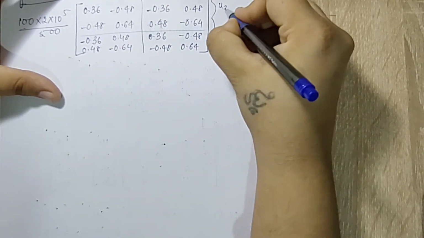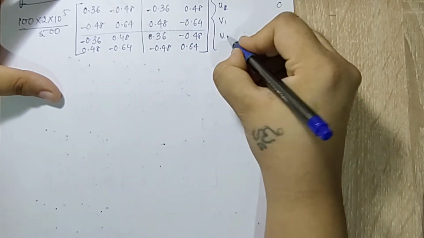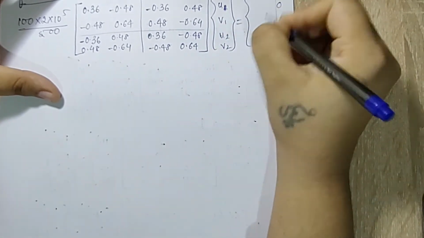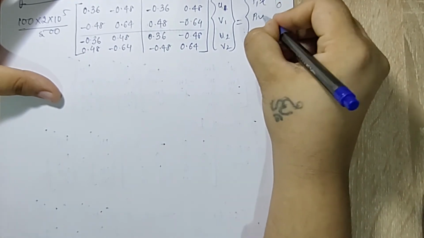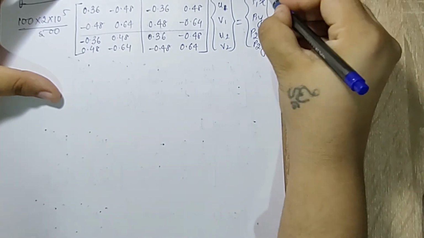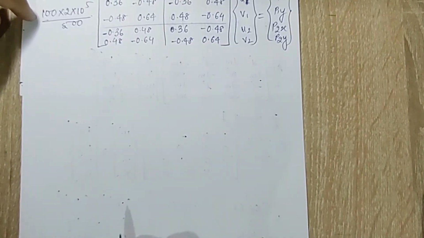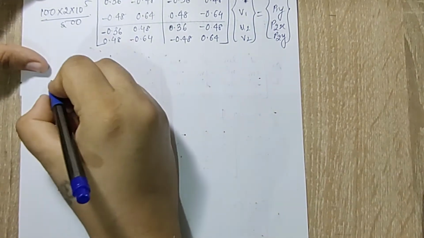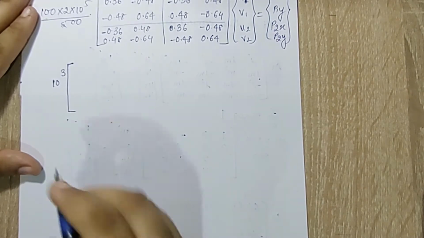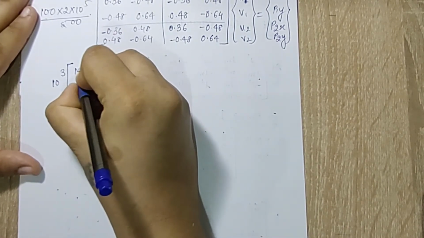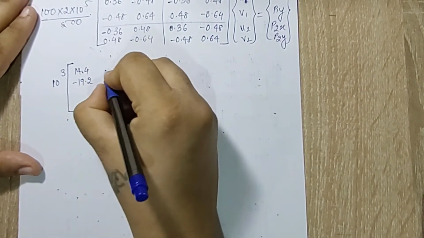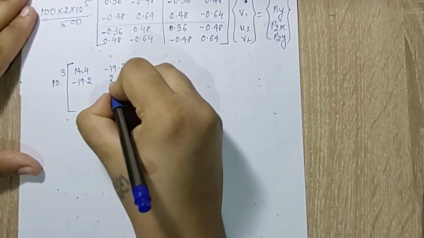Here I have U1, V1, U2, V2 raised to 2 is equal to P1x, P1y, P2x, P2y. I am not going to change this. I'll just write here element 2. When I solve this, I get a 10 raised to 3 outside. The number which I have to multiply inside is 40. So when I multiply with each term, I will get 14.4, minus 19.2, minus 19.2 and 25.6.